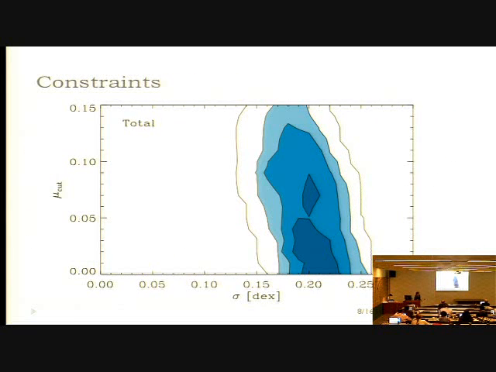Okay, and lastly, this is what our constraints look like. The mu cut is not quite so well constrained. It doesn't have as large an impact. But the scatter is actually very tightly constrained, mostly by the conditional stellar mass function. There's a significant amount of freedom if you use the 2-point correlation alone. But this is it. Okay, and the two darkest contours are the 1 and 2 sigma.